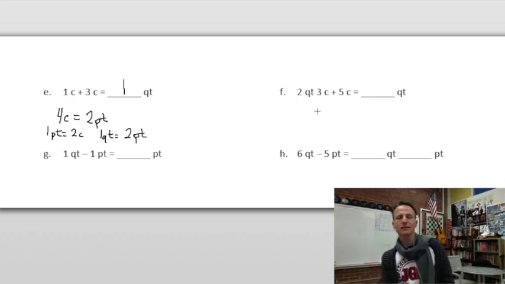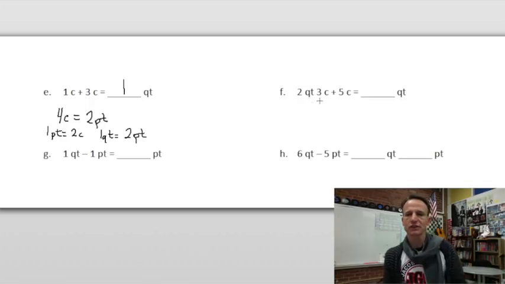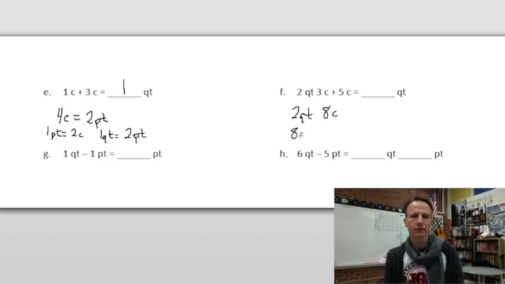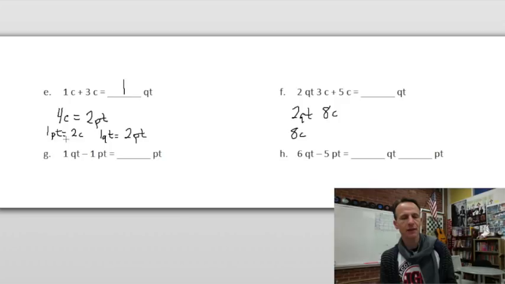Very good. All right, so now we're going to have 2 quarts, 3 cups, plus 5 cups. So that will be 2 quarts, right? And 8 cups. And then we want to put that all into quarts. So really those 2 quarts we can set aside for a moment and just think about the 8 cups. So 8 cups, looking back here, is how many pints?